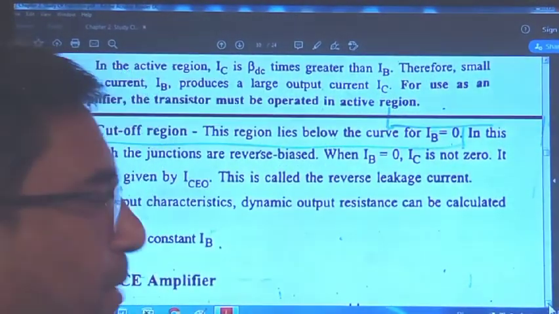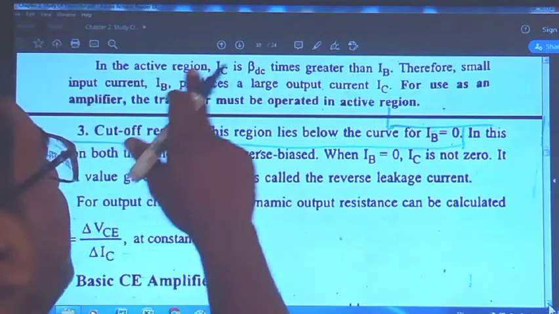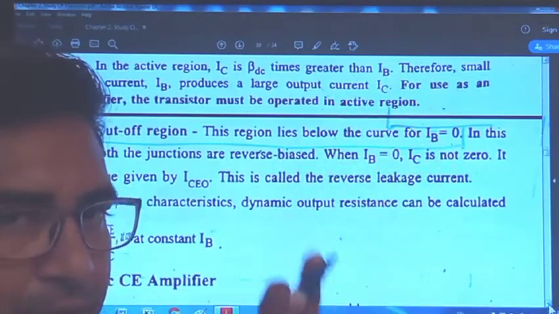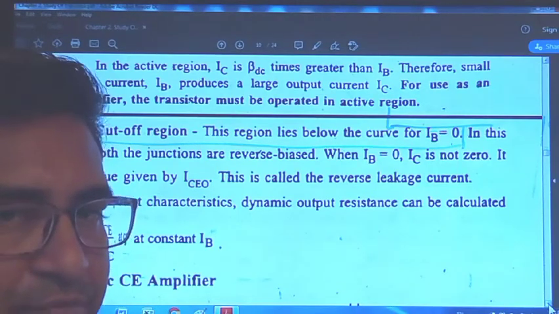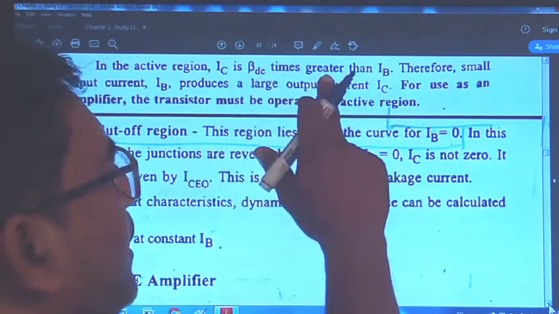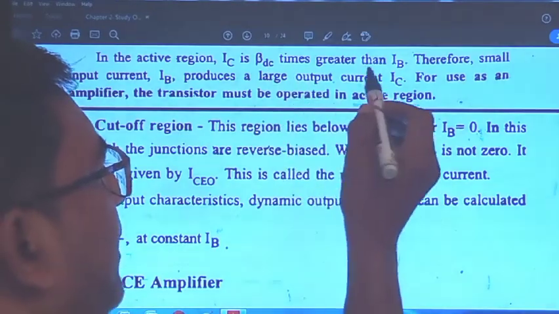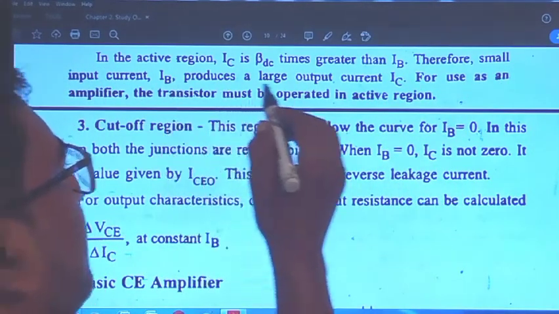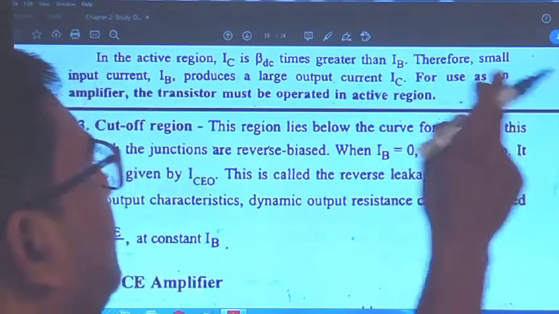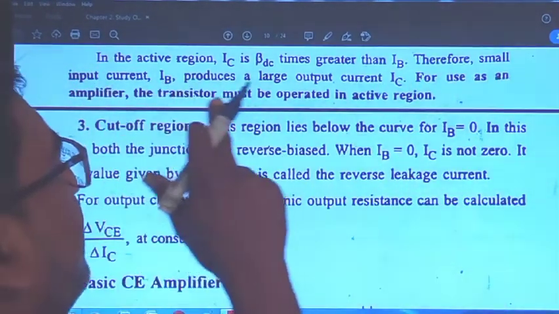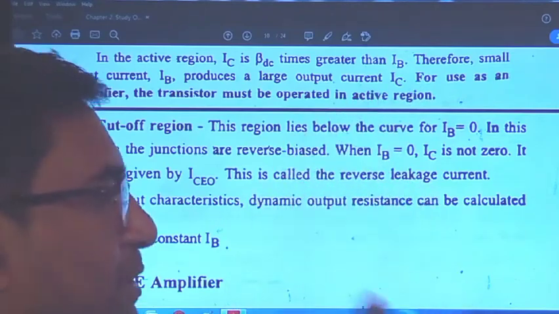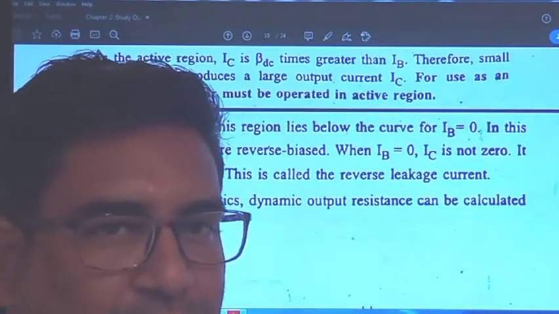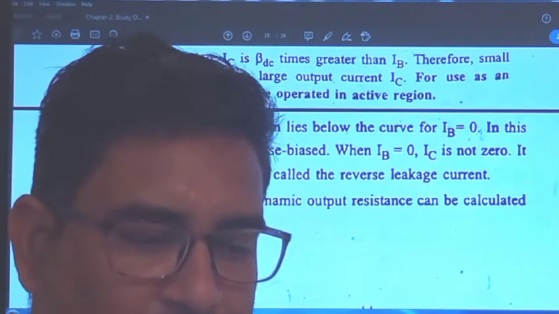In this active region, IC is beta DC times IB. The current amplification factor, that is this one, is beta DC times IB. Therefore, a small input current IB produces a large output current IC. For use as an amplifier, the transistor must be operated in the active region. Always, for use as an amplifier, the transistor should be operated in the active region.